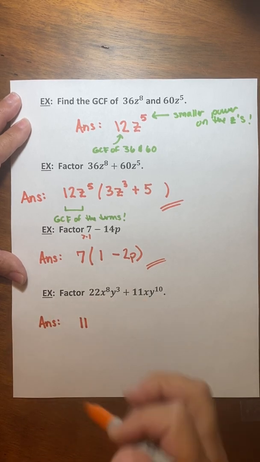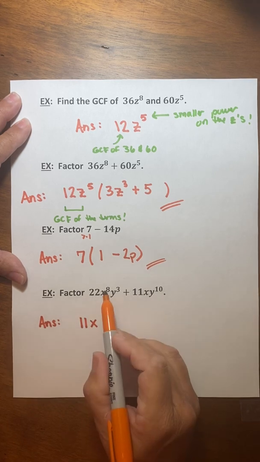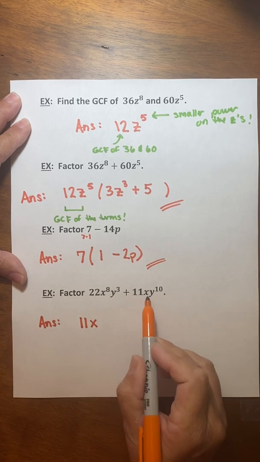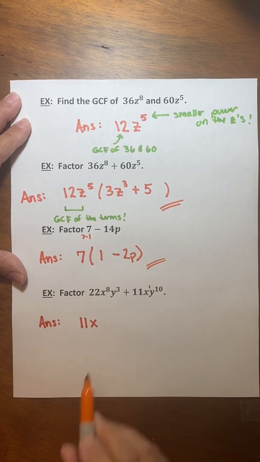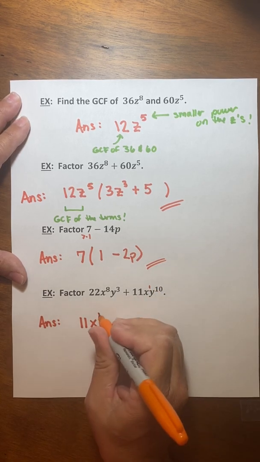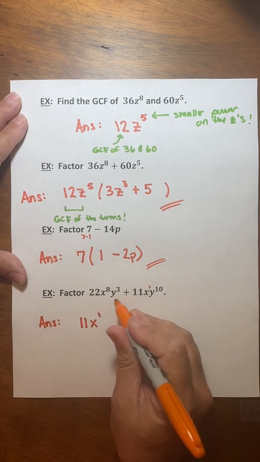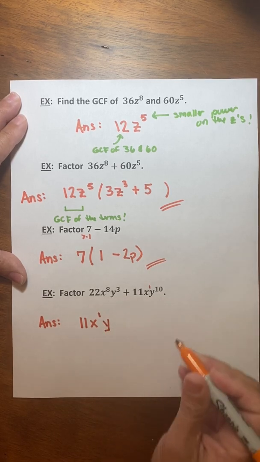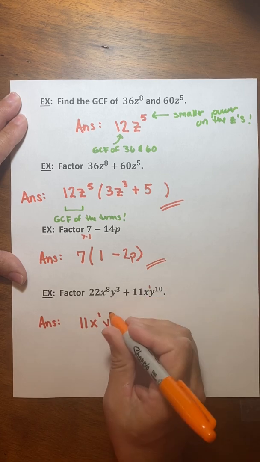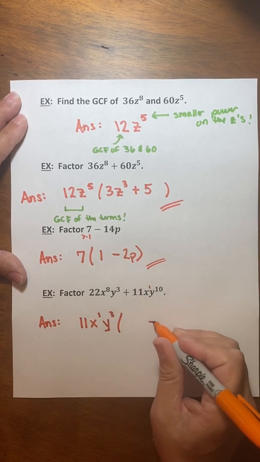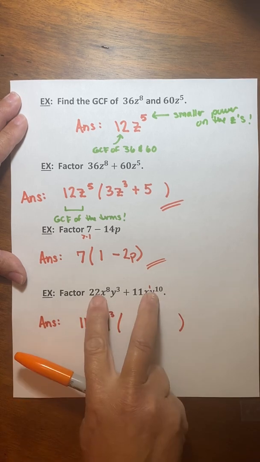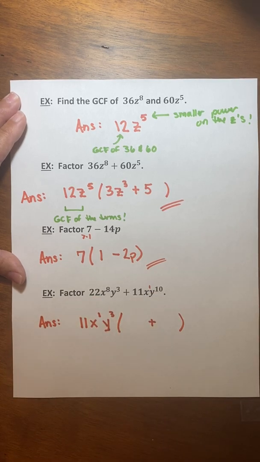Both terms have an x, so I can pull x's out, and I look at the smaller of the two powers, remembering that if we don't see a power, it's assumed to be 1. So we're just going to pull one x out. And then both terms have y's, so we can pull y's out. 3 and 10, we take the smaller of the two powers. Right, now we put our parentheses, knowing we started with 2 terms, there'll be 2 terms in the parentheses.